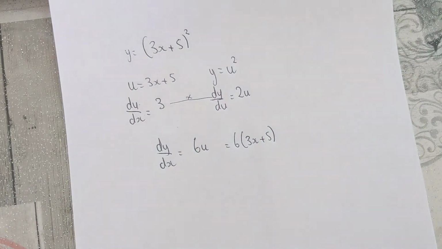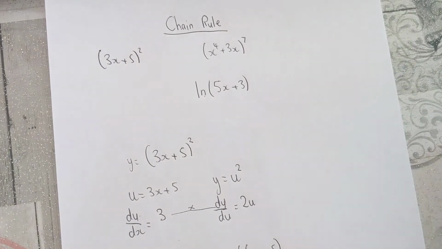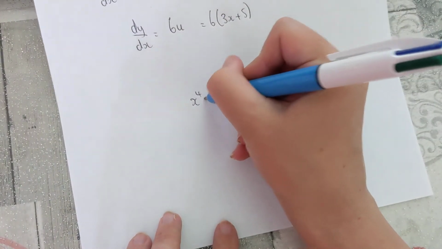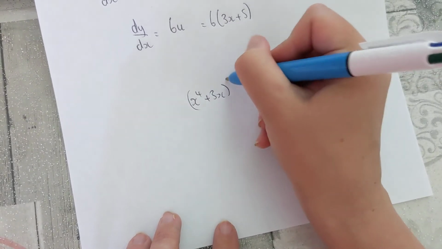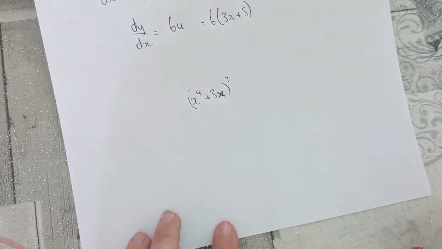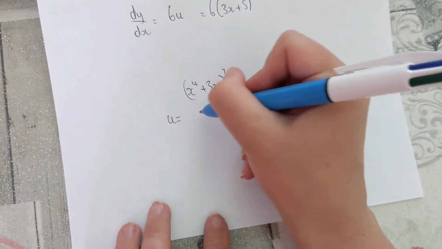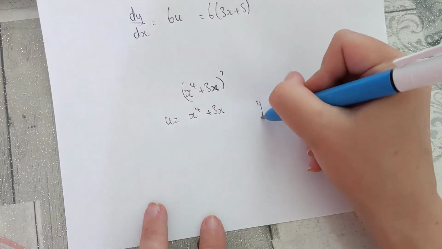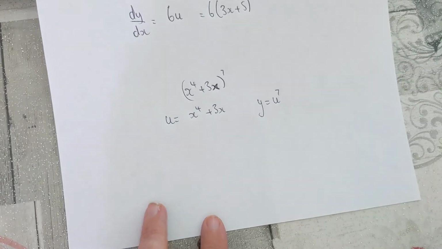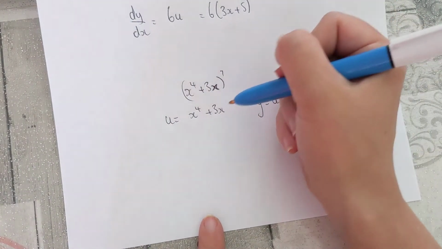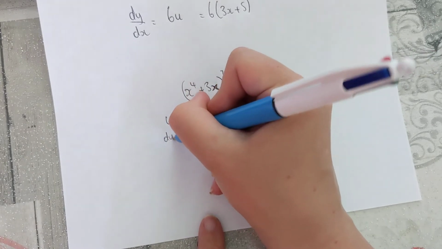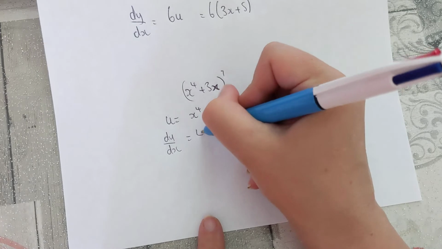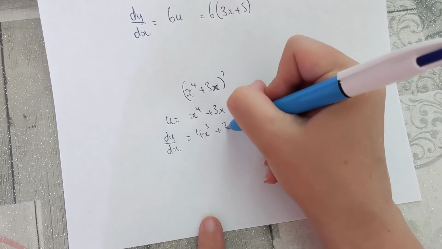So I'm going to do the next example that I said about at the top up here. So (x^4 + 3x) to the power of 7. So if I just rewrite that quickly, u is equal to x^4 + 3x. So therefore y equals u to the power of 7. So again, you would differentiate both of these. So it would be du by dx, because this is all in terms of x. So that would be 4x cubed + 3.